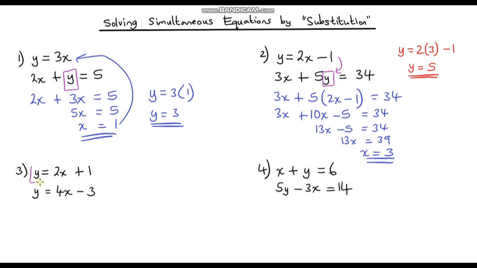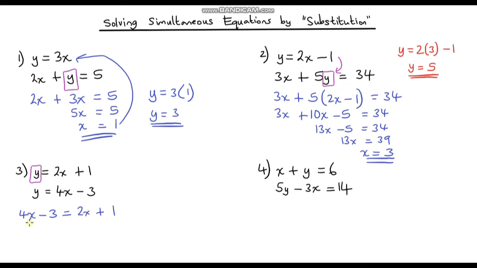So in the top equation, wherever we see a y, we can replace that with 4x minus 3. So let's do that. In the top equation, instead of writing y, I'm going to write 4x minus 3, and that equals 2x plus 1. So now we want to get all the x's on one side.